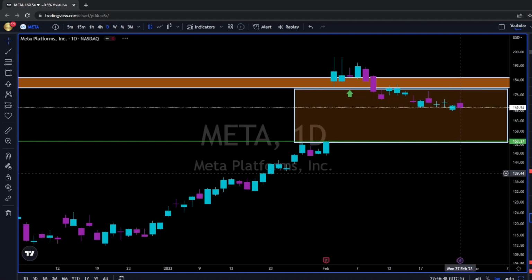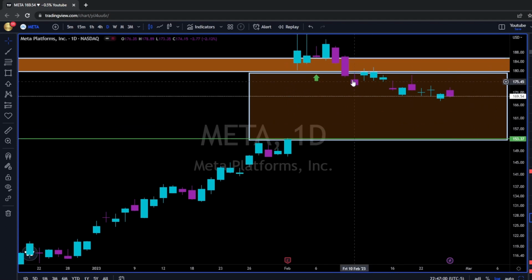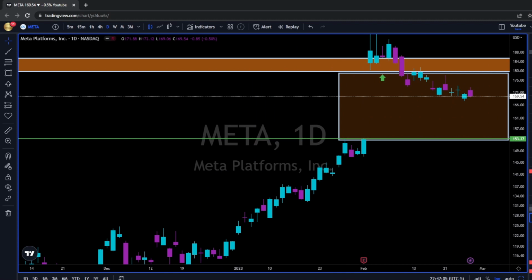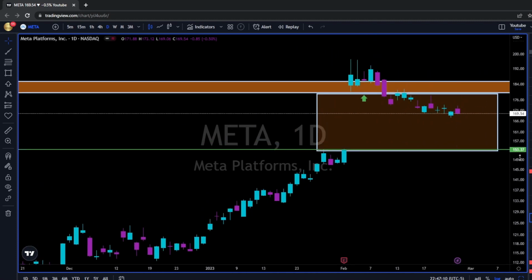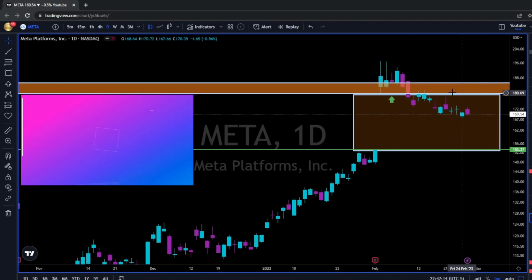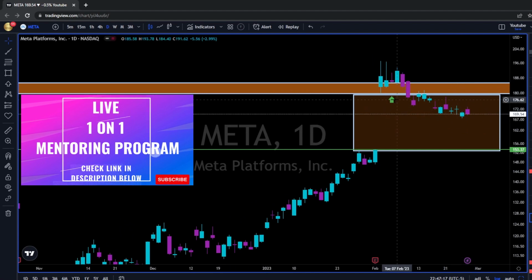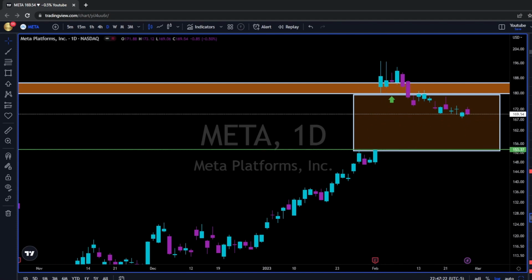Look at Meta. We have this post-earnings gap, since the beginning of February, and price is slowly getting sucked in until this gap will get filled, unless bulls find some supernatural powers to get up and above this area. Until then, bears are pulling Meta to the downside to close this gap.